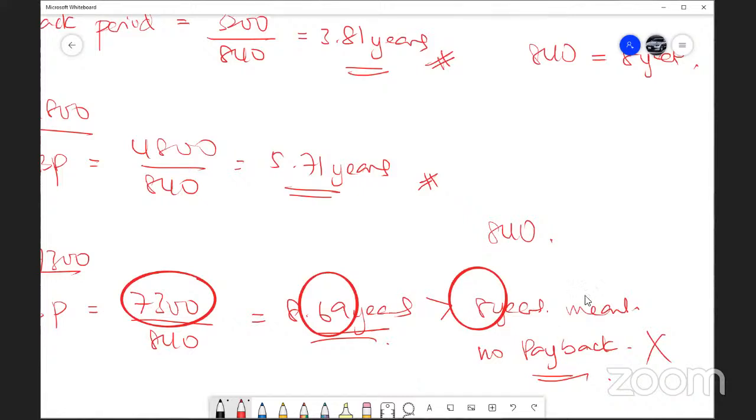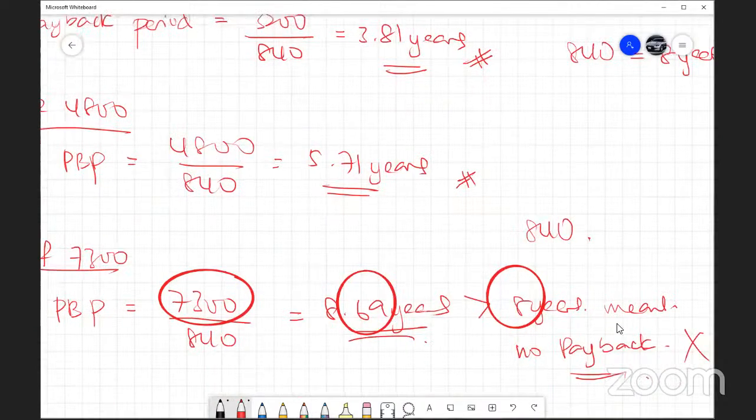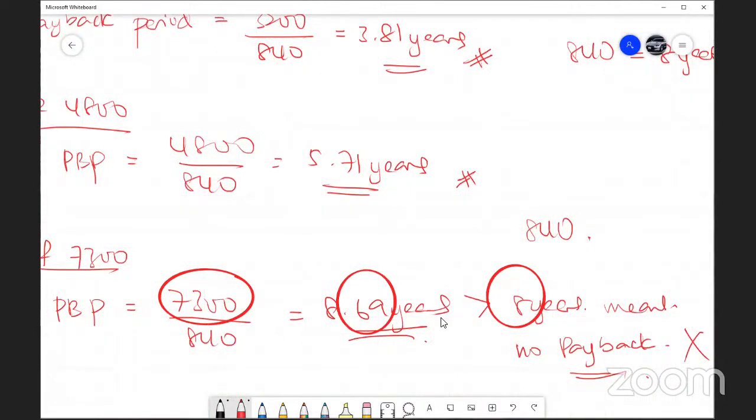All right. For the first case, you will get back your investment at 3.81 years. And then the balance is your profit, because 8 years, right? The balance is your profit. As for this one, 4,008, you get back your investment at 5.71 years. And the balance is going to be your profit. This one, you don't get any profit. You're making losses because you don't have the 9 years to pay you back 840 to recover the 0.69. So you will be at a loss. Can get it or not?